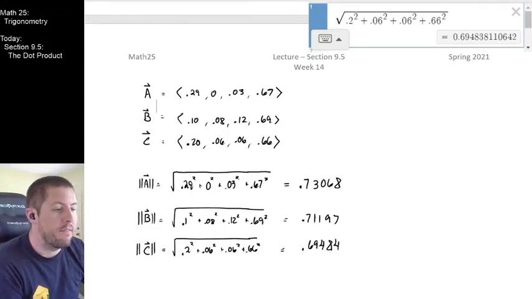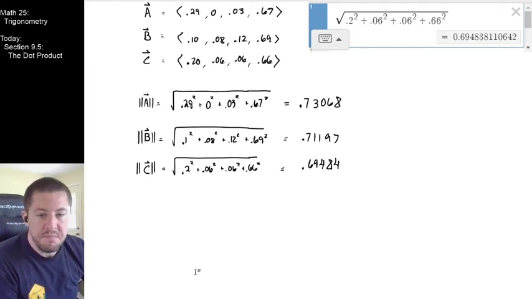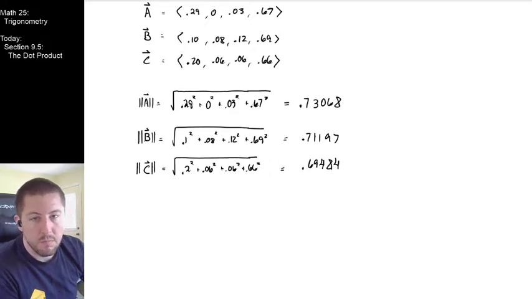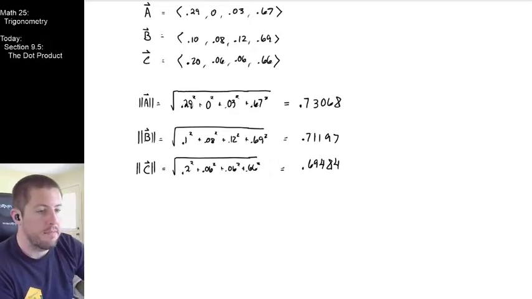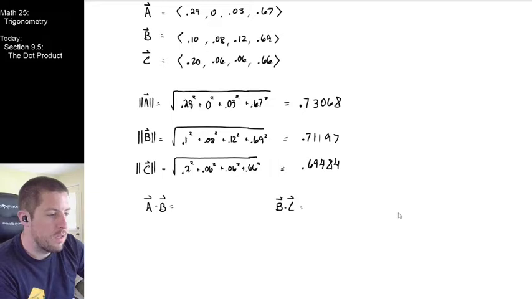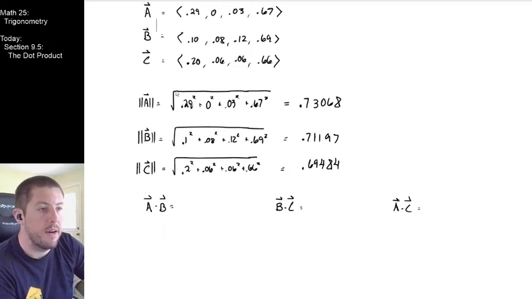Now let's go ahead and find the dot products between each of the three vectors here. So let me get this back off the screen for one moment. And let's find A dotted with B, and then let's do B dotted with C, and then let's do A dotted with C. All three of the possible pairs that we could be looking at here.